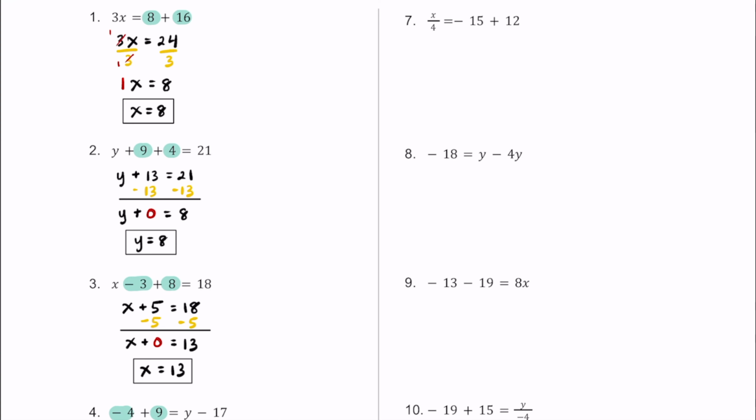For number 7, we have x divided by 4 is equal to negative 15 plus 12. There are no like terms on the left side to be combined, but on the right side we do have two constant terms. We have a negative 15 and a positive 12. Combining those, we would get negative 3.